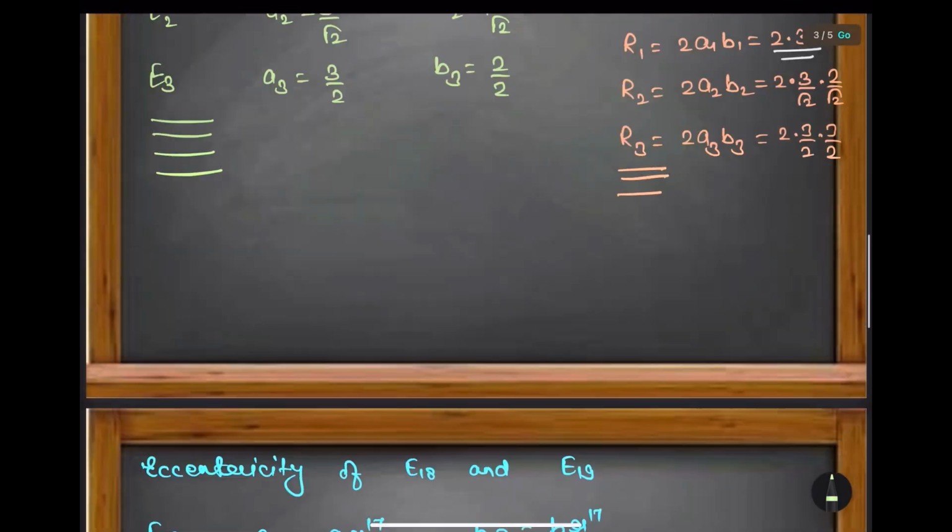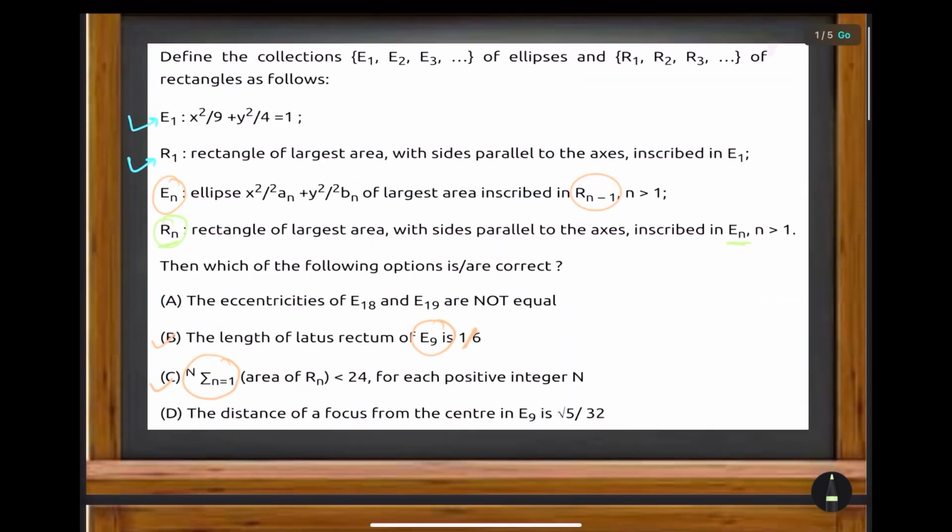Now look at this option. What is in the option? Root 5 by 32. So this option is also wrong. So the correct options are B and C.